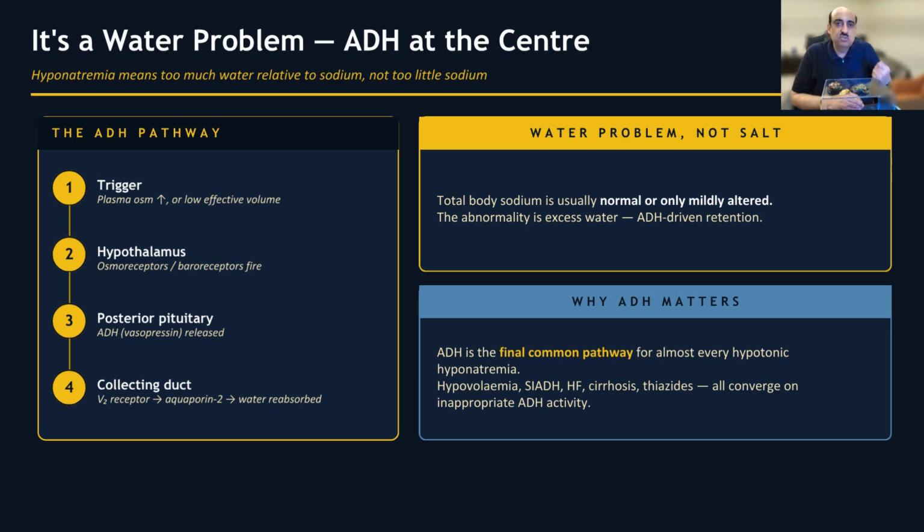ADH binds to the V2 receptors in the collecting ducts of the kidneys. It inserts aquaporin-2 channels, which leads to water being reabsorbed. So ADH is the final common pathway in almost all the causes of hyponatremia, whether it's hypovolemia, SIADH, heart failure, cirrhosis, or thiazide diuretics; all of them usually converge here. So once you understand ADH, you understand hyponatremia.